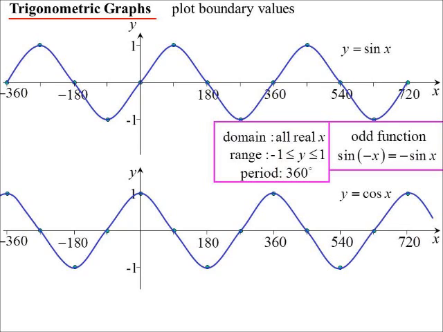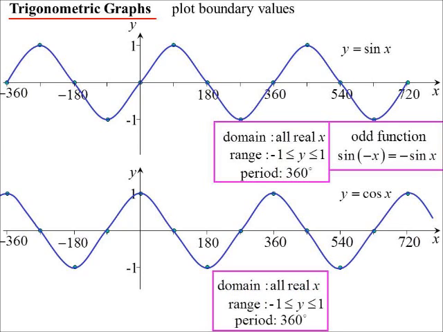Same curve, so the domain's the same. The range is the same. The period's the same, but this one is an even function because it would fold on top of itself. Cos of negative x is equal to the cos of x. Again, that could be useful in some problems we need to solve.